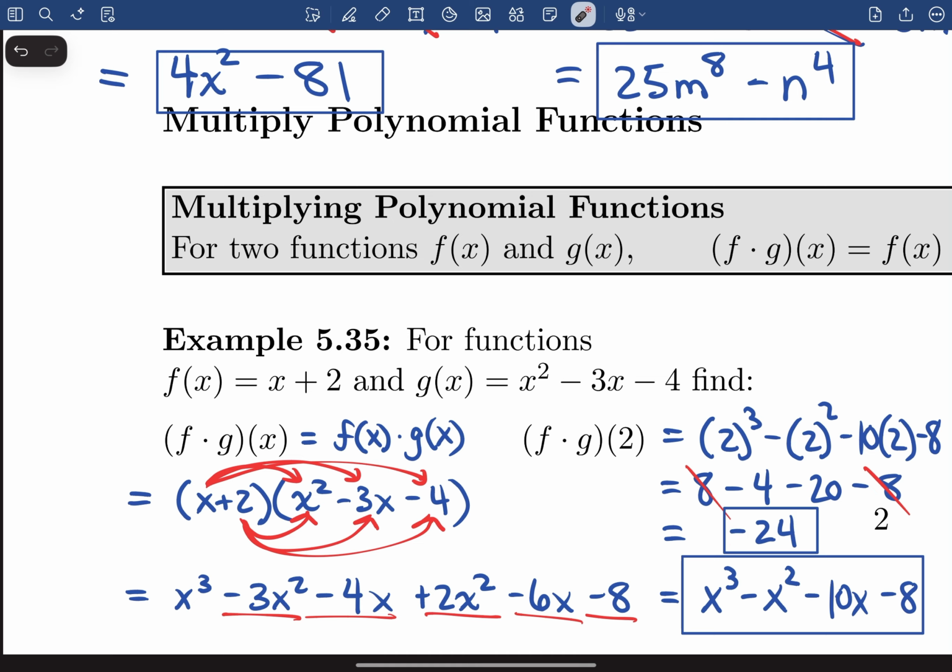I simply took the input of 2, and I plugged it in right there, boom, boom, boom, and I got my output.